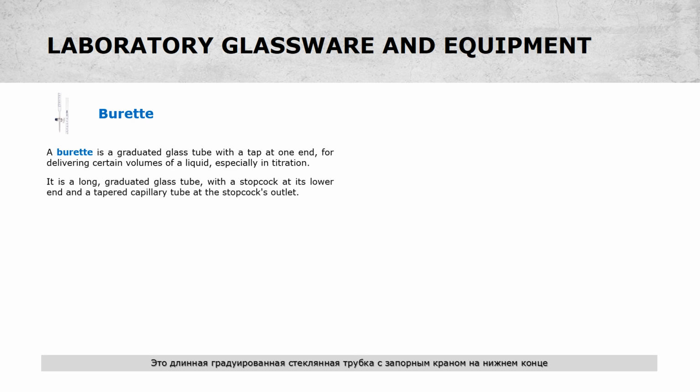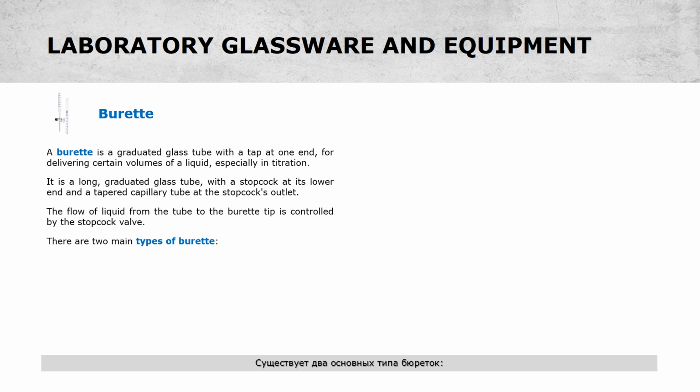It is a long, graduated glass tube, with a stopcock at its lower end and a tapered capillary tube at the stopcock's outlet. The flow of liquid from the tube to the burette tip is controlled by the stopcock valve.